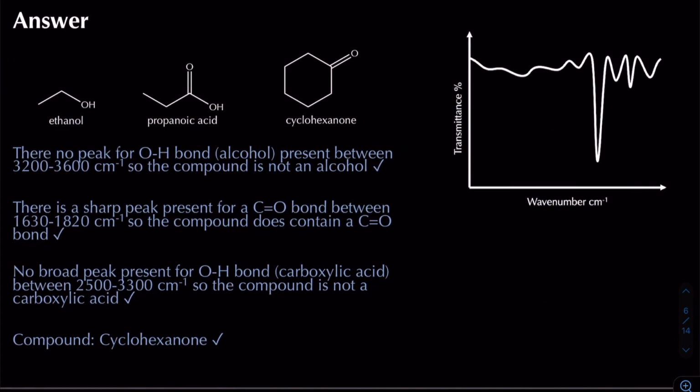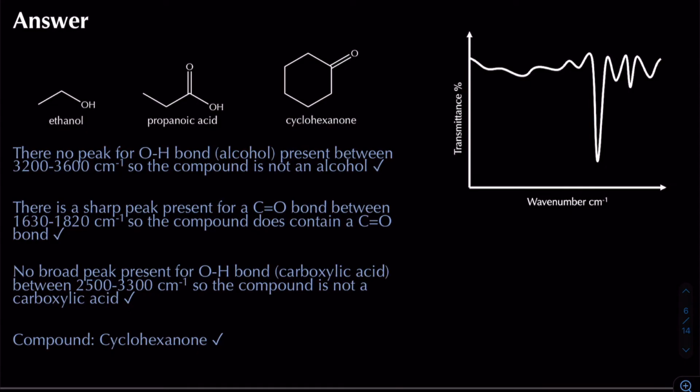How do I actually word that in the exam? Well, I say there is no peak for an OH bond for an alcohol present between 3,200 to 3,600 centimeters to the -1. So I know the compound is not an alcohol. There is a sharp peak present for a carbon-oxygen double bond between 1630 to 1820 centimeters to the -1. So the compound does contain a carbon-oxygen double bond. But then how do I know that it's not a carboxylic acid? Because carboxylic acids have that peak as well. Well, we see there's no broad peak present for an OH bond for a carboxylic acid between 2,500 to 3,300 centimeters to the -1. So the compound is not going to be a carboxylic acid itself.